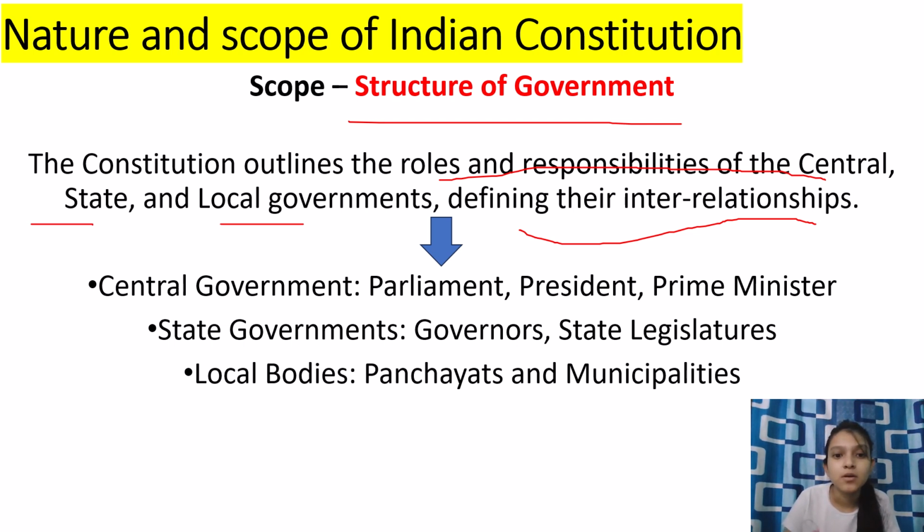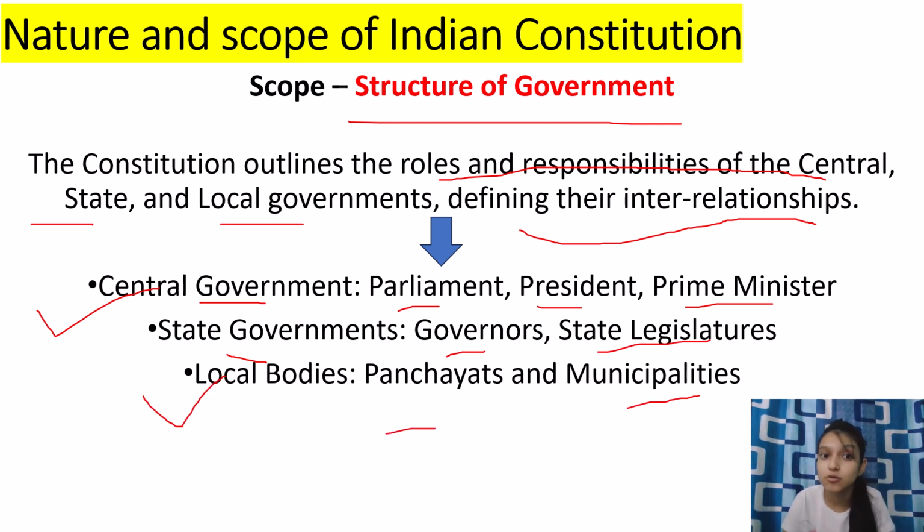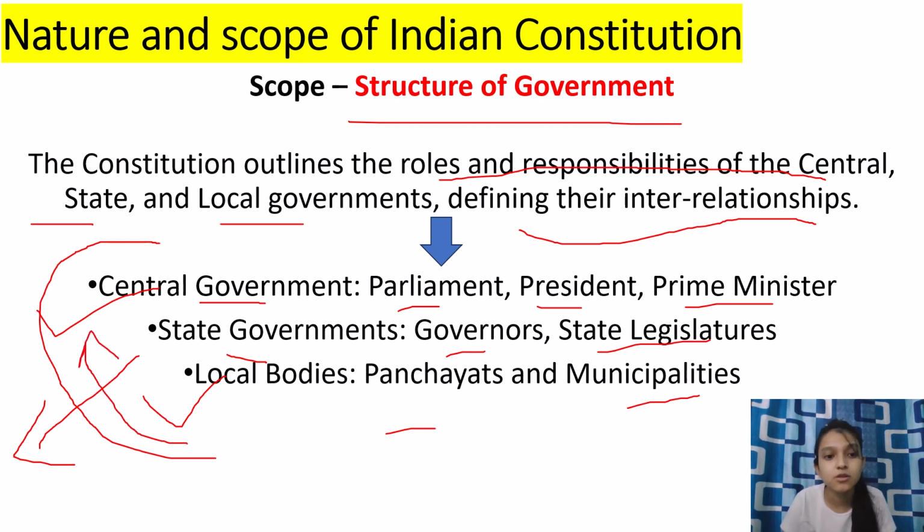Central government, that is parliament, president, prime minister, they will fall under the central government list. Then we have state government, that is governors and state legislature. Then in local bodies we have panchayats and municipalities. So the Indian constitution gives us the scope of how all of them will be functioning, what their structure would look like, and what should be the relationship among all. So this is the very scope that the Indian constitution provides.